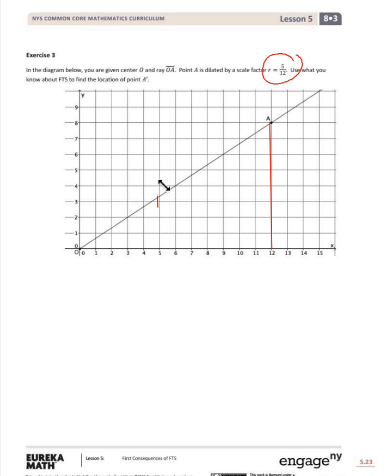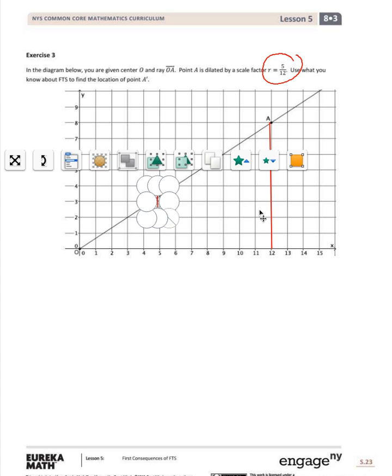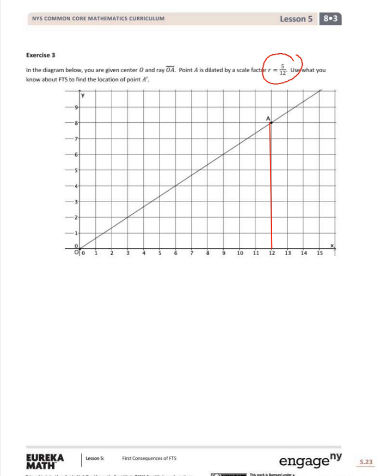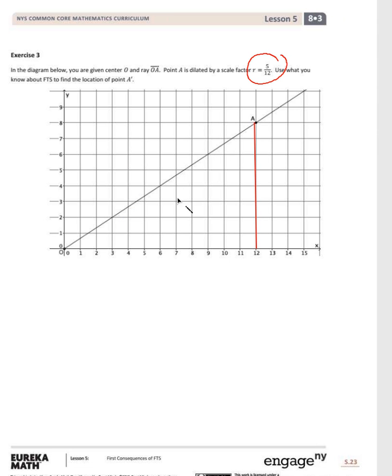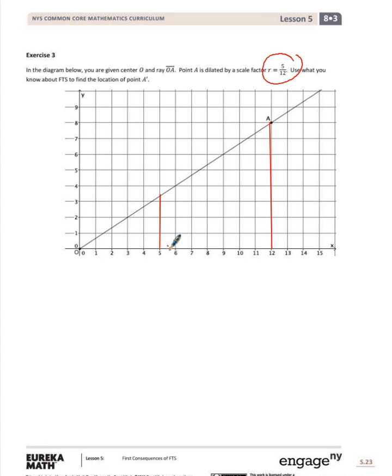Sorry, guys. Let's see if I can just delete that and start again. Because we know it's at 5/12, and here is 5 out of the 12. So our ordered pair, or our point A prime, is right there. All right, let's look at the next one.